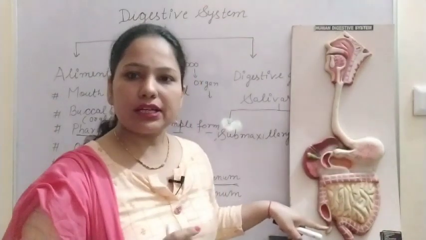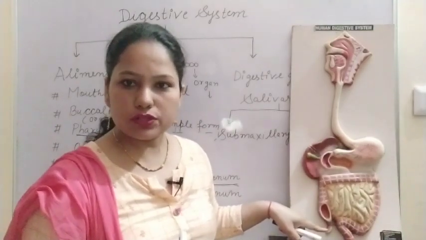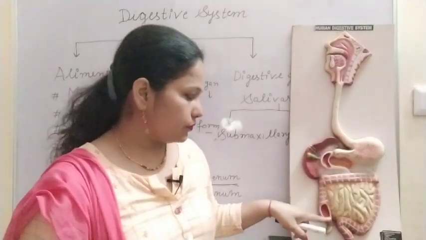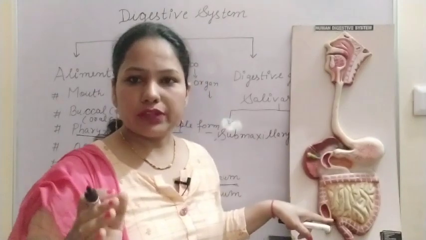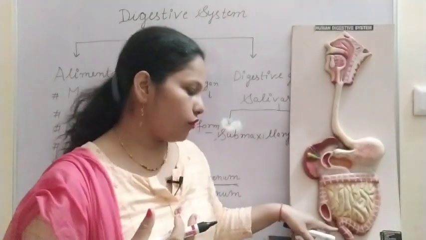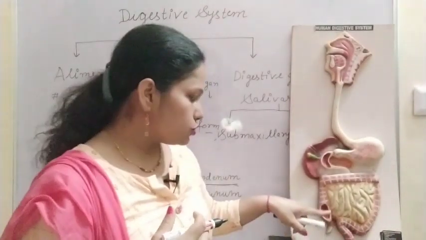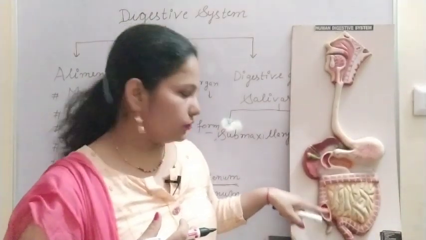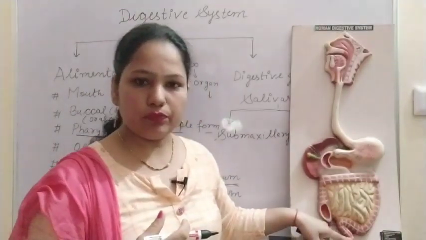In this, some bacteria live that are for the digestion of cellulose, but now it is not working. We are taking cooked food, so there is no function of this appendix. So it is a vestigial organ. So the first part of the large intestine is the cecum, then the colon, and the next is the rectum.